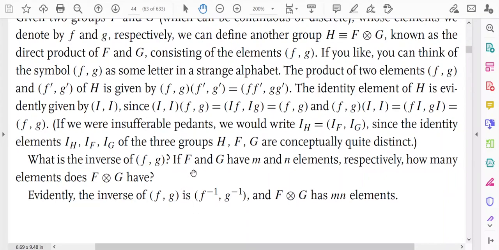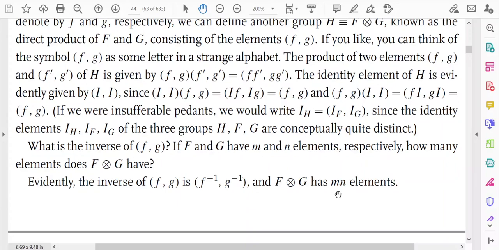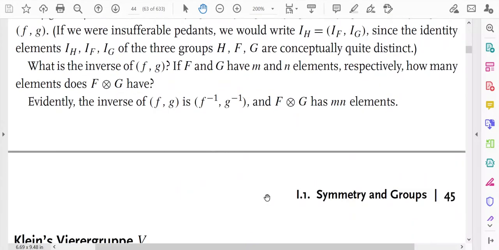And if capital F group has small m number of elements and capital G has small n number of elements, then F × G will have mn elements. So, this is the rule for the direct product.